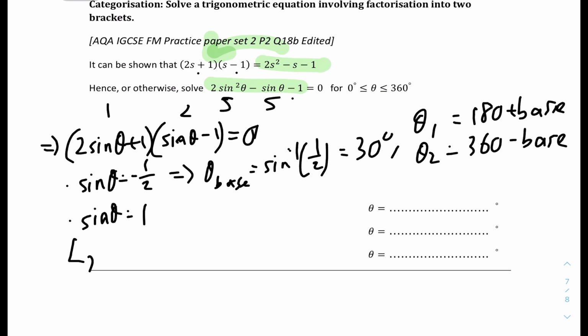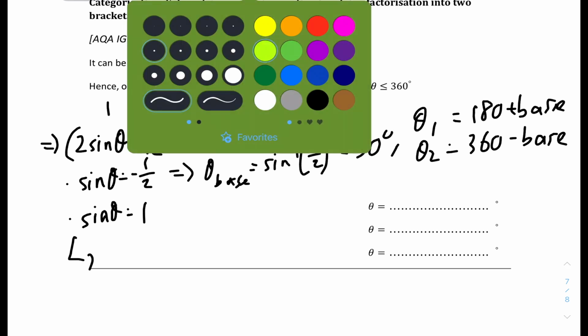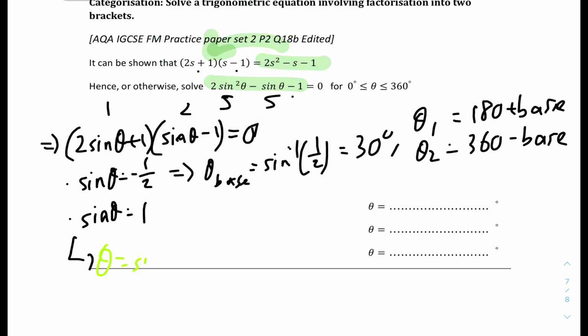But for this one, theta equals sine inverse 1, which is 90 degrees. And then the second solution will be 180 degrees minus 90 degrees, which is just the same 90 degrees, so we don't have to write anything.